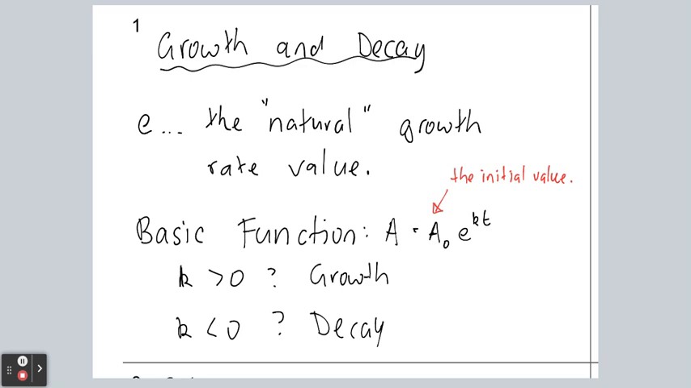Now, Tian's question is, why use a base of e? You said, why not use a base of 1? Now, a base of 1 would also be boring, because 1 to the power of whatever is just equal to 1.